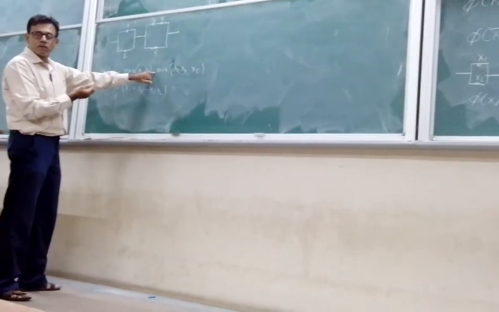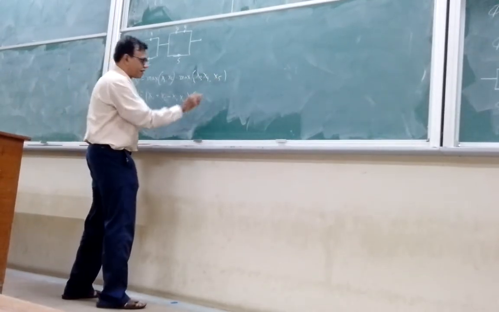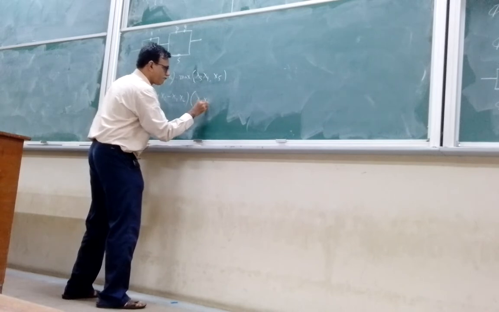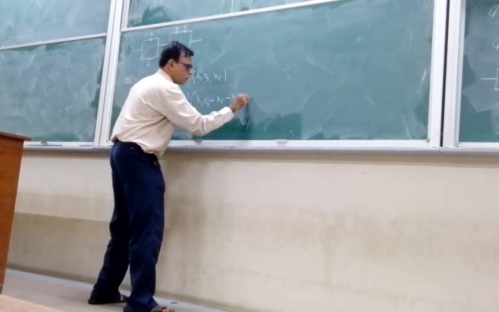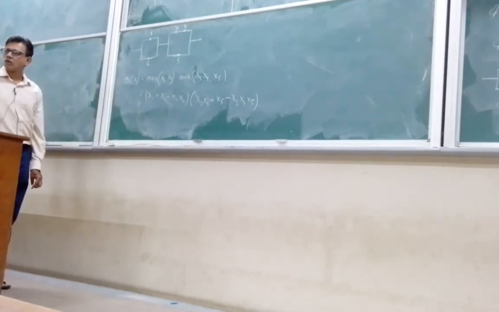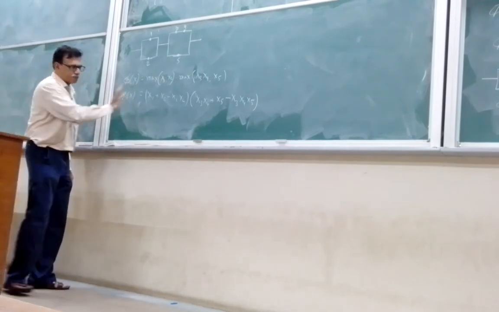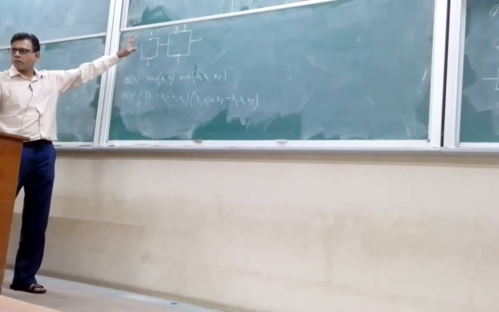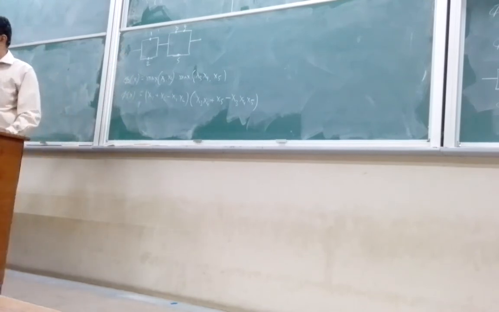This is a product, okay, because these two are series. Into, in a similar manner I can write. So we can find out the coordinate. We have a diagrammatic representation. We can come up with a sort of an algebraic representation for this structure.